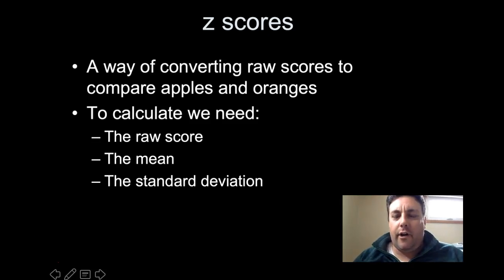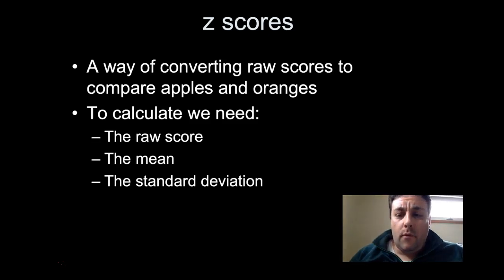It's really a way of converting raw scores to a different metric so that we can compare apples and oranges. To calculate a z-score, what we need is the raw score. We need the mean of all the scores in the sample. So we need the raw score from an individual, we need the mean from all of the scores in the sample, and then we need the standard deviation of all of the scores in the sample.